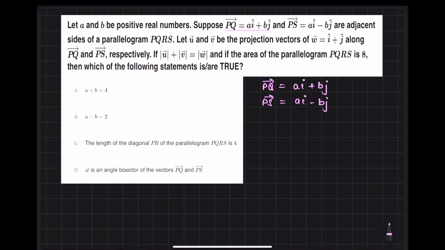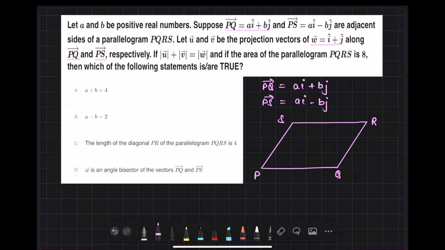So we have a parallelogram PQRS, and these are the adjacent sides. So PQRS, let vector u and vector v be the projection of w along PQ and PS. This line is very beautiful. Projection means what? Shadow. Okay.